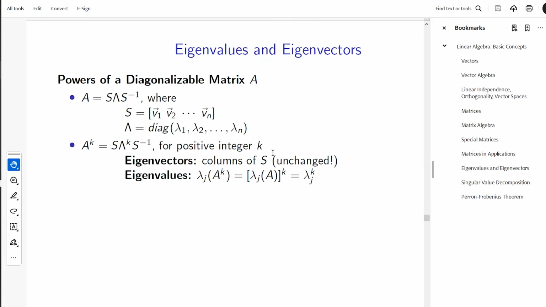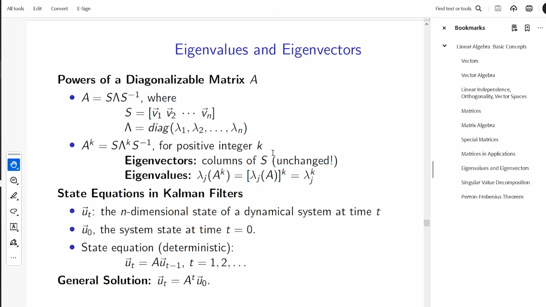Now, eigenvalues and eigenvectors can come into play when we have equations for Kalman filters. If our matrix A is transforming states at time t minus 1 into states at time t, and the dynamics of this process proceed regularly over time increments given by t, then we simply have the tth transition from state 0 given by the tth power of A.